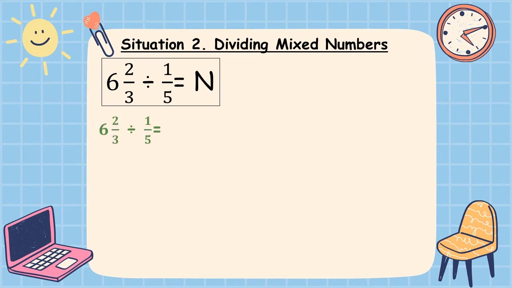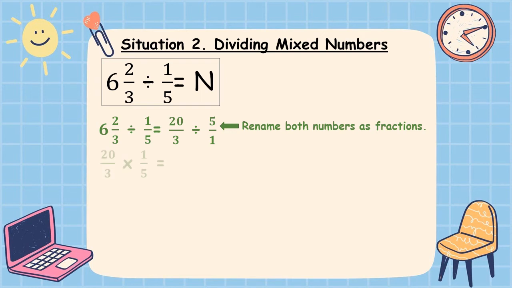For this example, we need to convert the mixed number into an improper fraction. The mixed number here is 6 and 2/3. So 6 and 2/3 becomes 20/3 divided by 5/1. As you can see in this step, we also reciprocate 1/5 into 5/1. So there we renamed both numbers as fractions. Then the second step is that we are going to change the operation into multiplication. So we have 20/3 times 1/5.